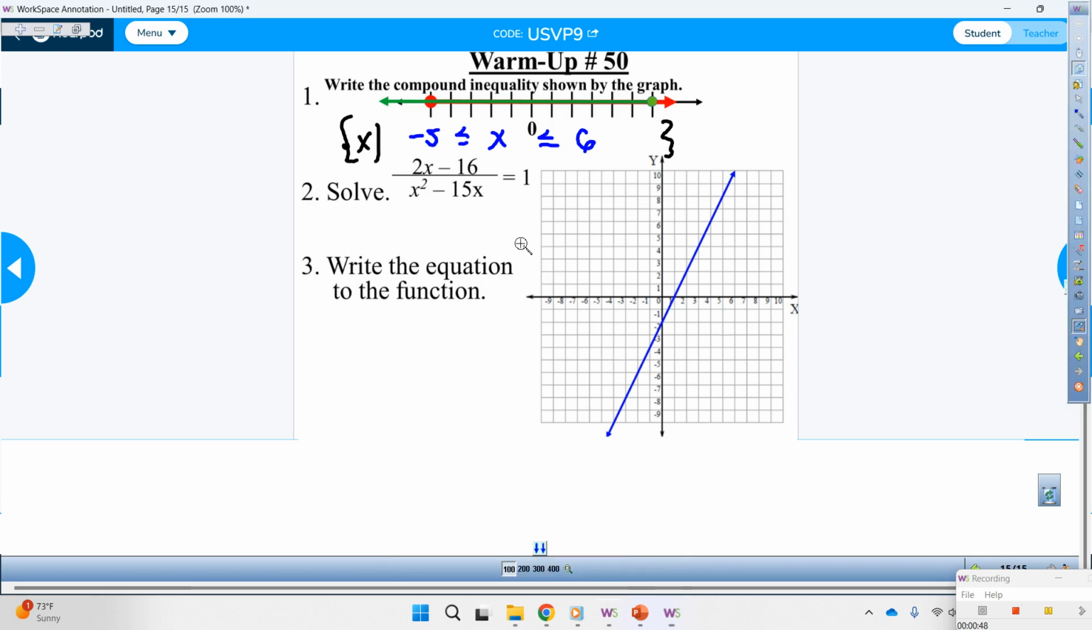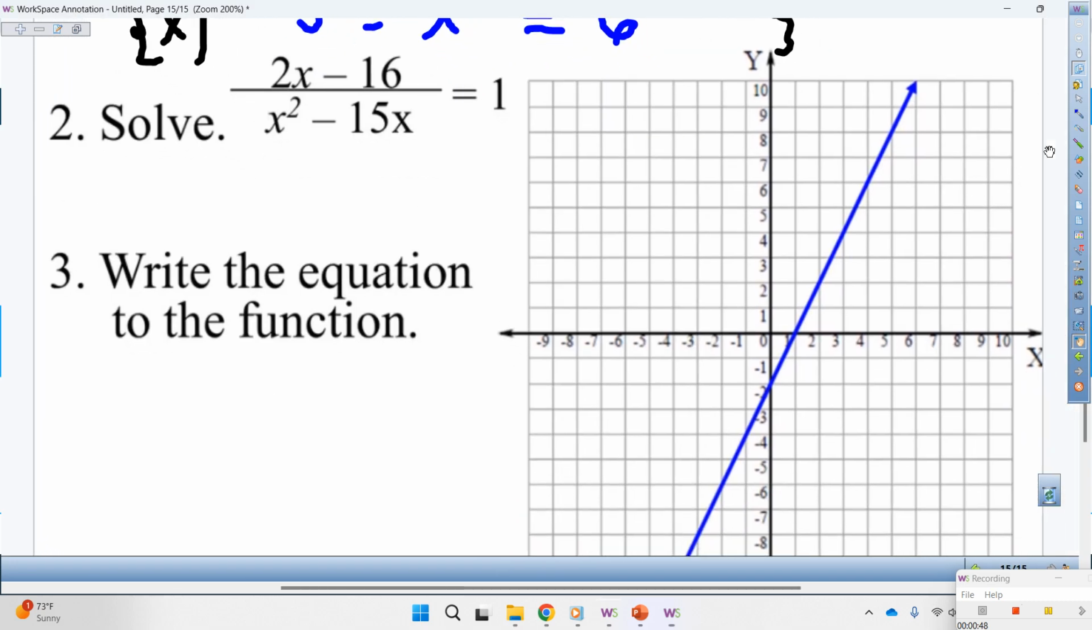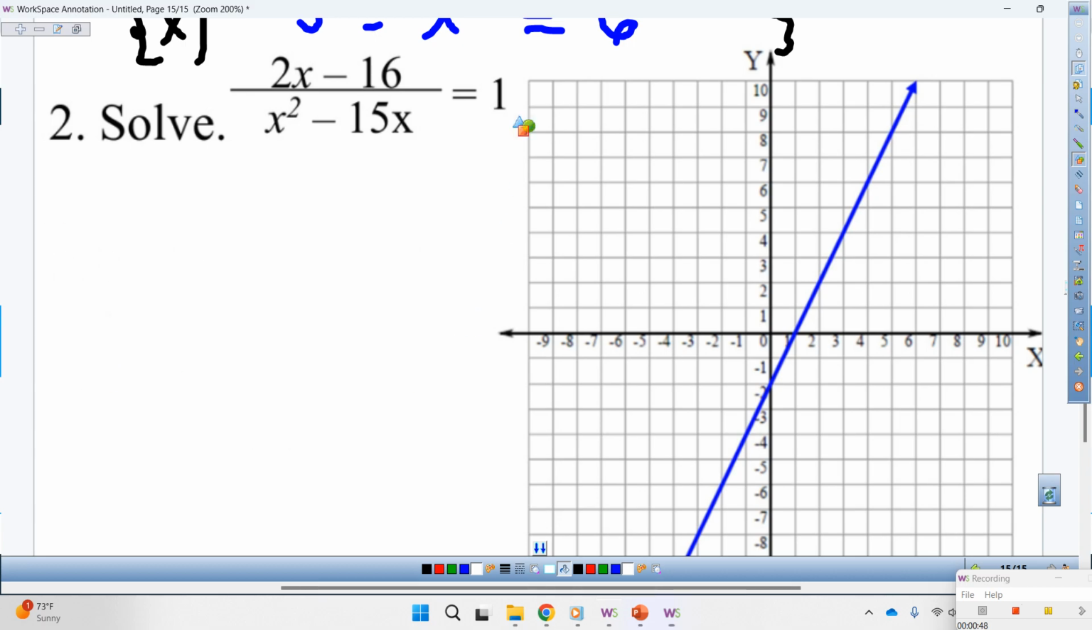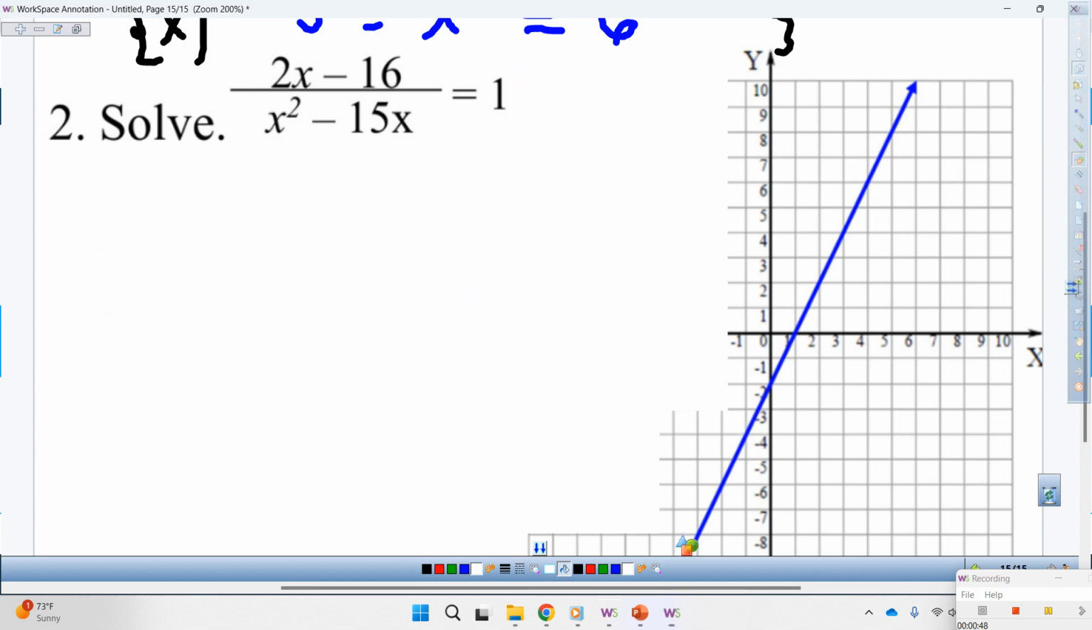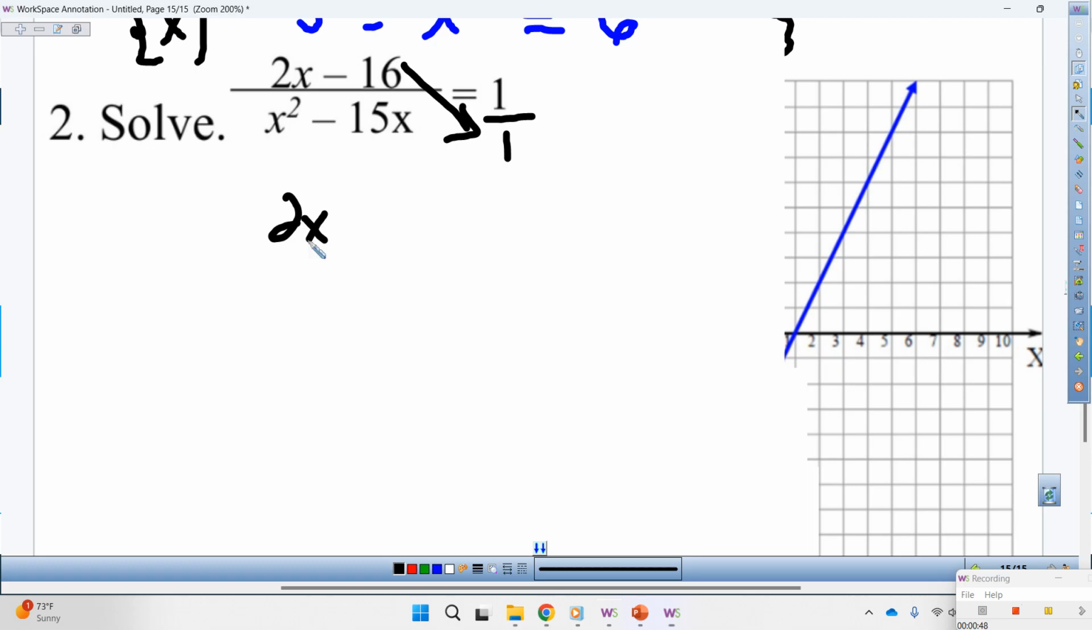Let me go to number 2. Number 2 I'm going to do by myself just for the sake of time. Here it goes. Question. Do we have a proportion? That means a fraction equal to another fraction. Do we have a fraction equal to another fraction? Yes, Mario in the house. Because 1 could be written as what? 1 over 1. Is that correct? Yeah, so cross multiply. 2x minus 16 equals x squared minus 15x.